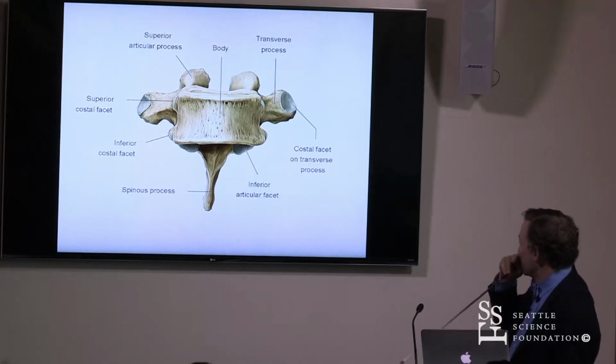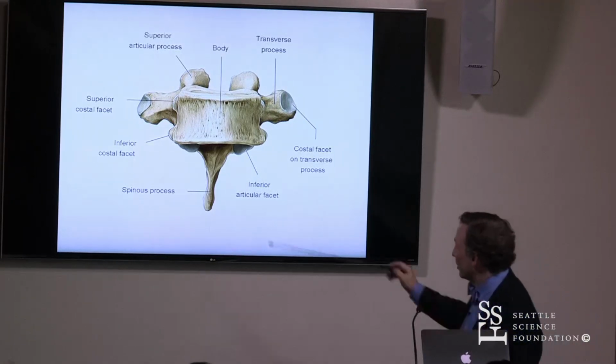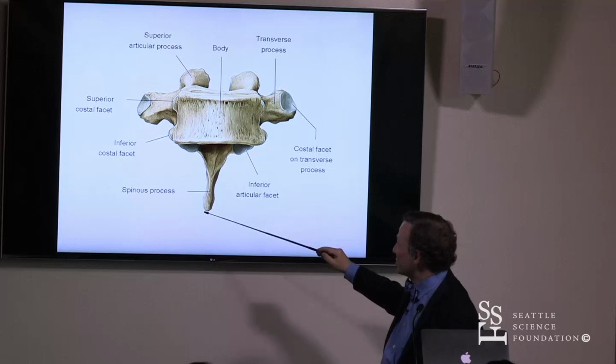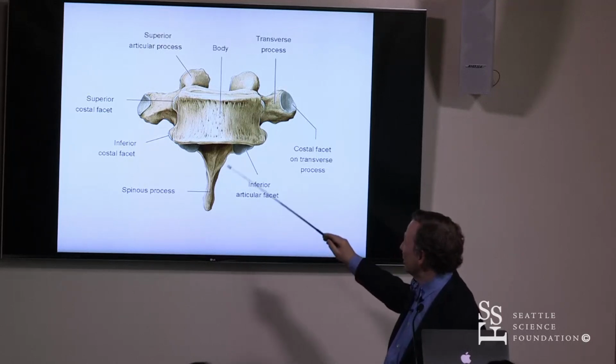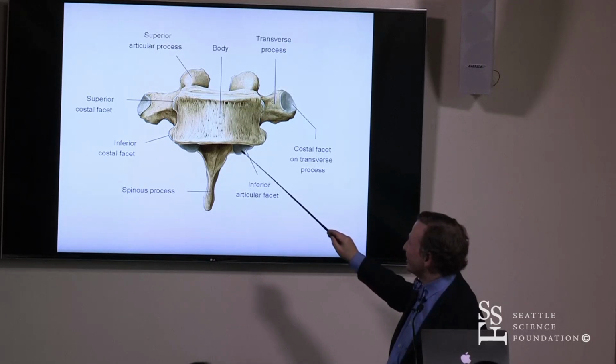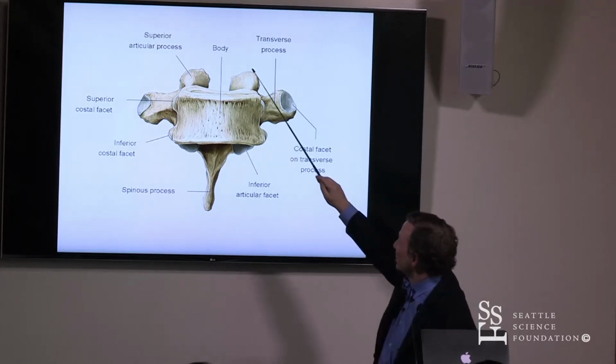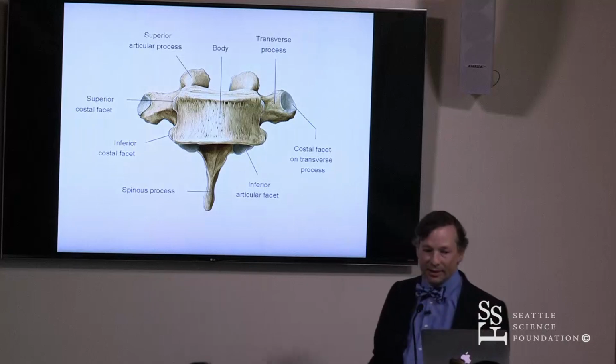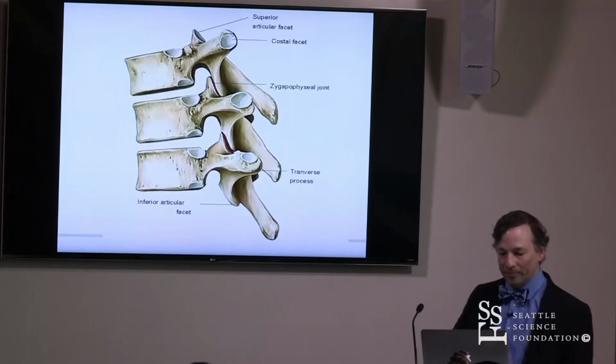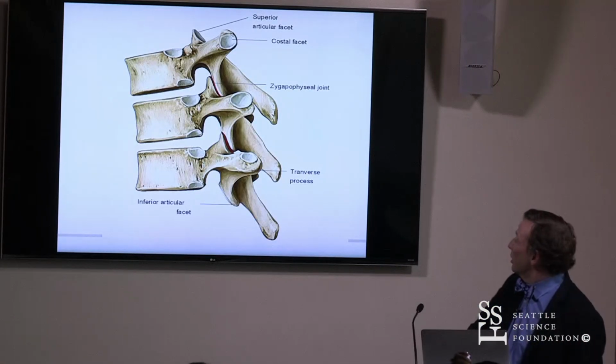Posterior view, and we see those same facets. You can see really on this how the spinous process is really angled inferiorly. The inferior articular facets are kind of tucked up underneath and difficult to see from an anterior view. And then we see the superior articular facets that extend up more than below.